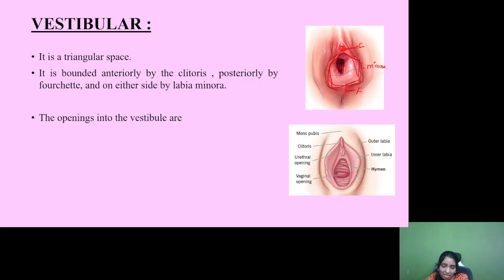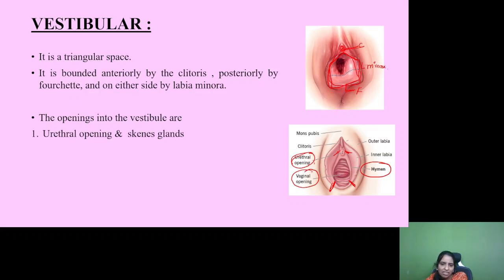As I have said, the vestibule is a box or a chamber-like structure. We'll see what structures this box contains. See the openings into the vestibule. First point, the urethral opening. Second is the vaginal opening, that is the vaginal introitus or vaginal orifice, covered with a thin tissue-like structure known as the hymen. And here will be the Bartholin glands, and here the Skene's glands. I'll show you regarding it.